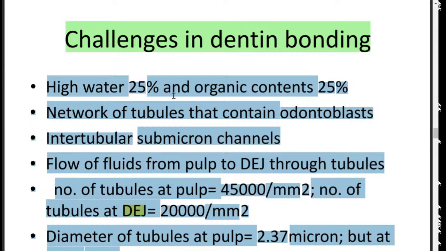In order to understand it better: high water 25% and organic contents 25%, network of tubules that contain odontoblasts, intertubular submicron channels, flow of fluids from pulp to DEJ through tubules. Number of tubules at pulp equals 45,000/mm2, number of tubules at DEJ equals 20,000/mm2, diameter of tubules at pulp equals 2.37 micron, but at DEJ equals 0.63 micron.